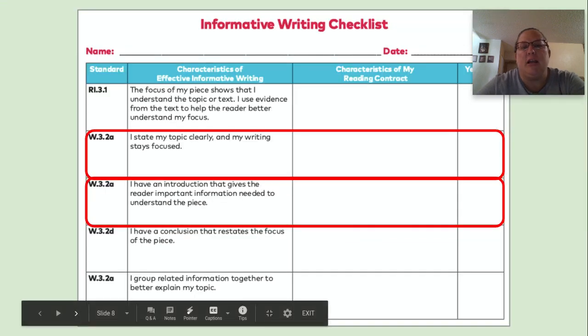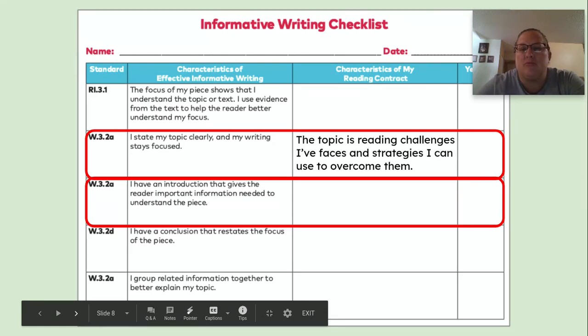Okay. So when I state my topic clearly, my writing stays focused. The topic is reading challenges. I need you to state what you faced and/or are facing right now, and the strategies that you can use to overcome them. That's what your topic is about.